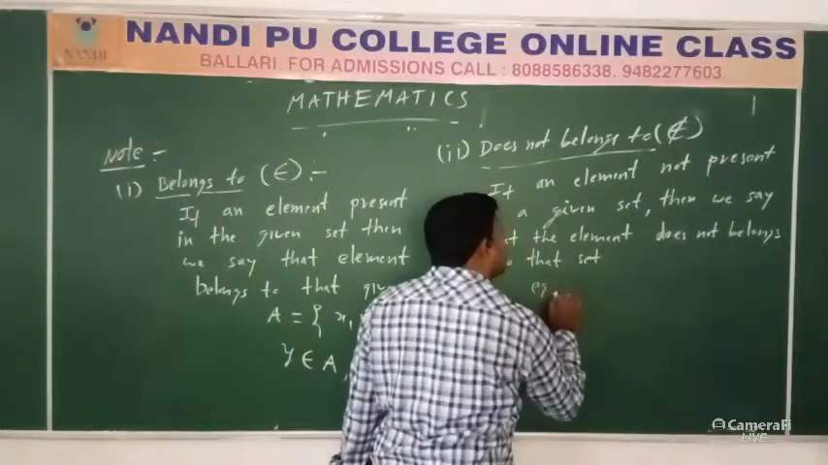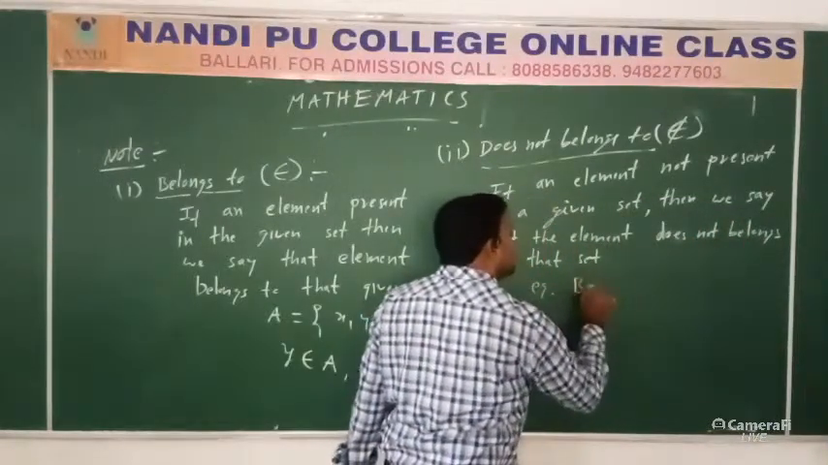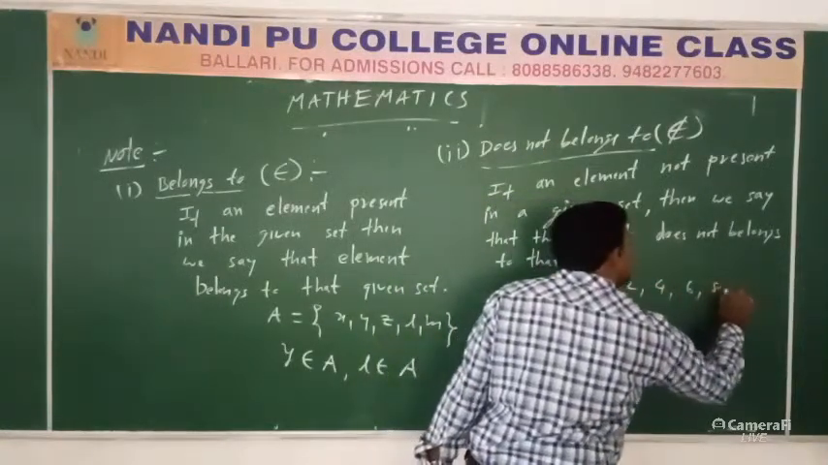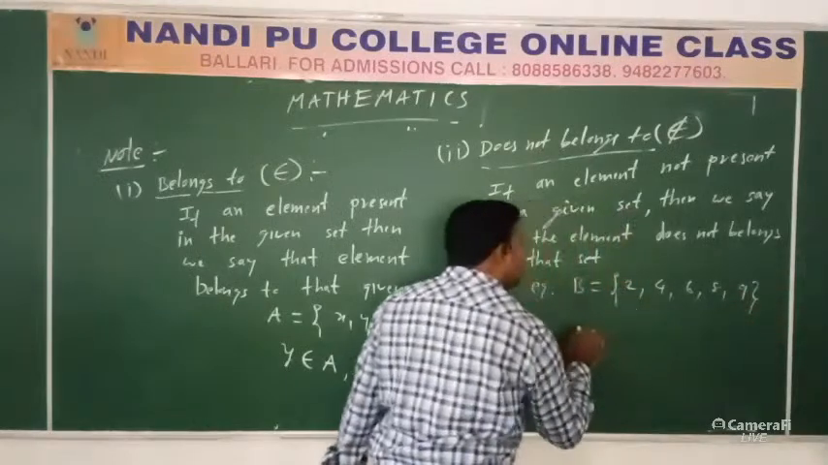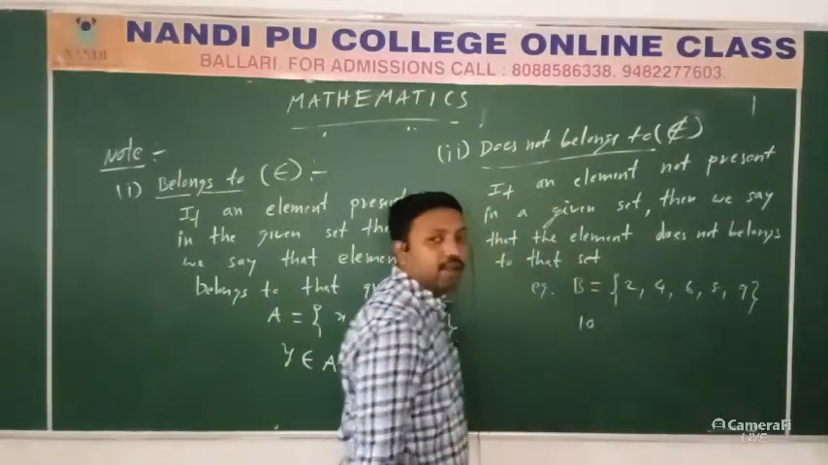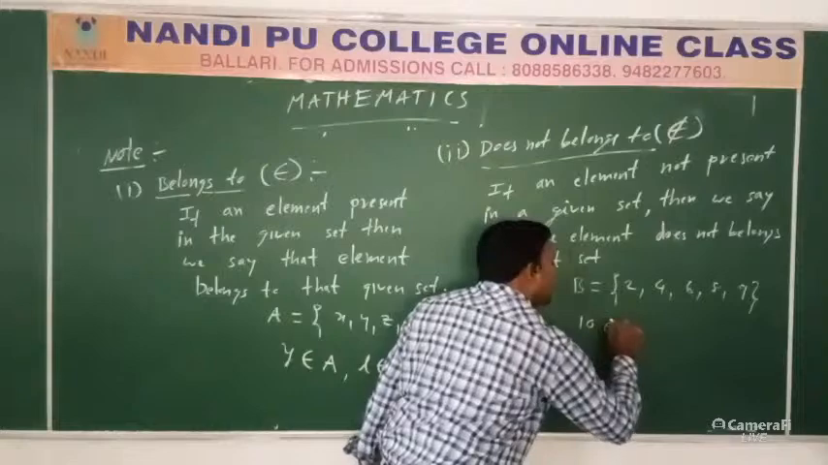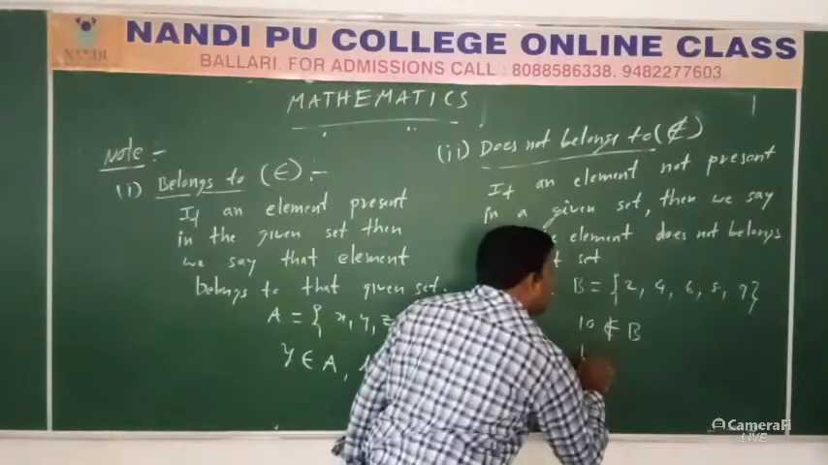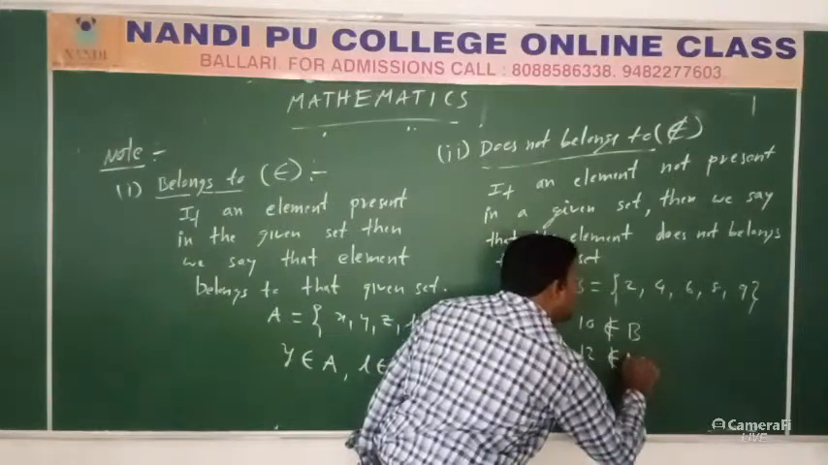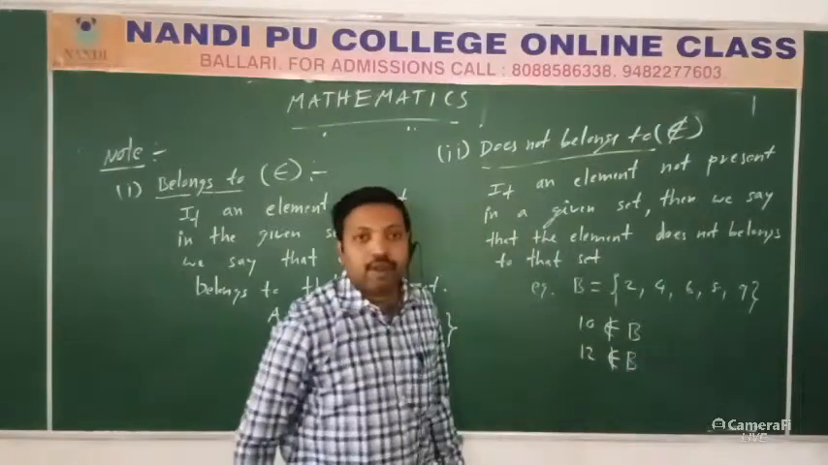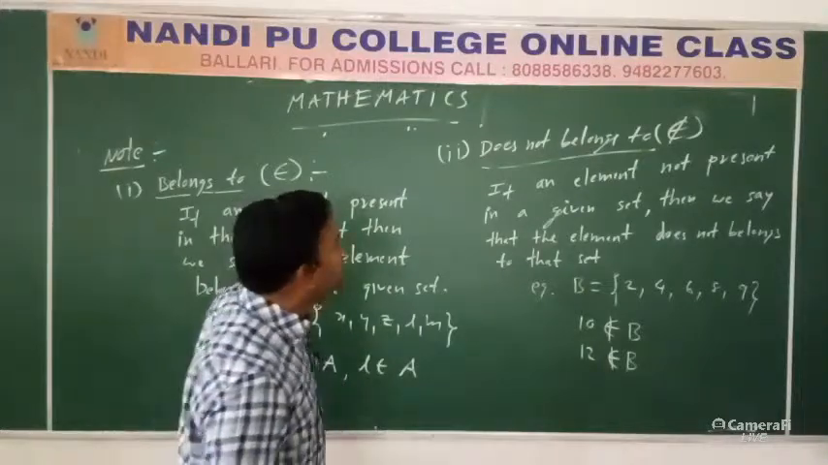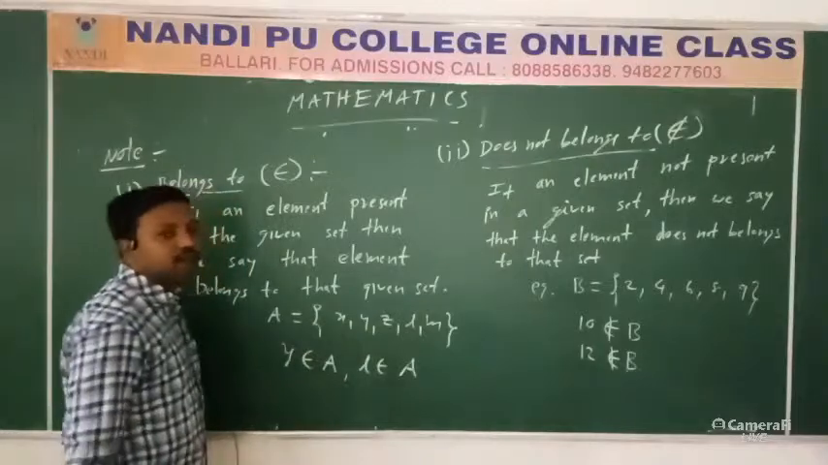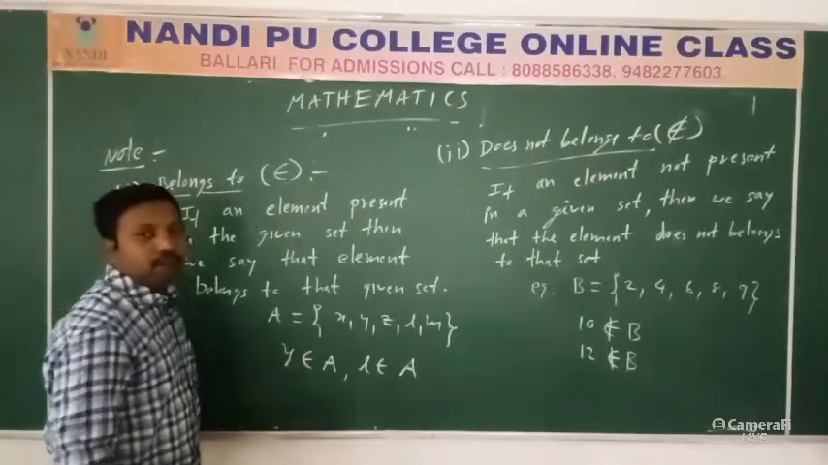Example, B is equal to set of 2, 4, 6, 7, 8, 9. Then if you take an element 10, this 10 does not belong to this set. 12 does not belong to this set. Got it? Belongs to means that element must be present in the set. If not, it does not belong to.